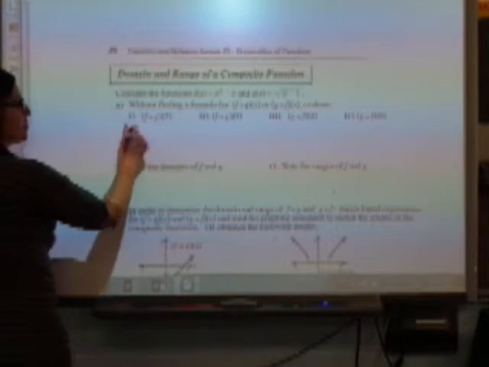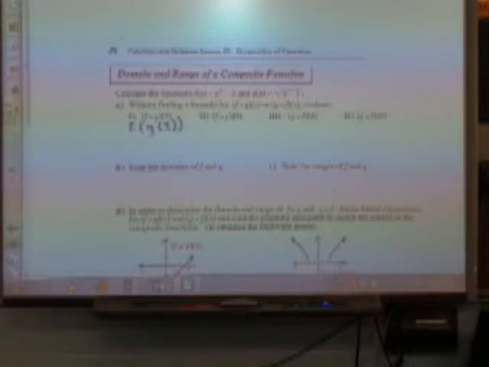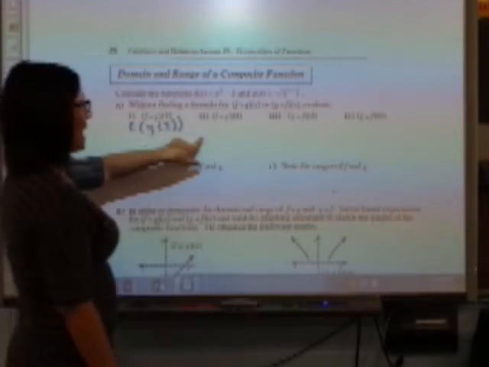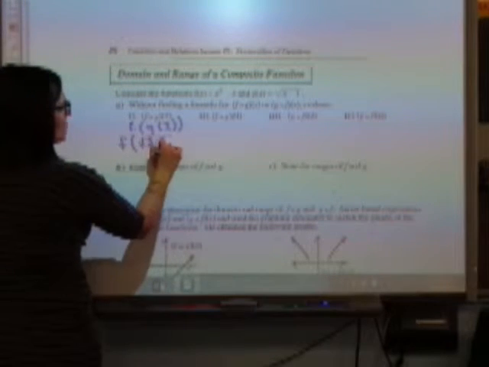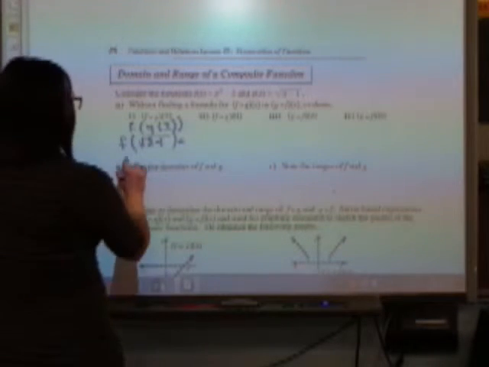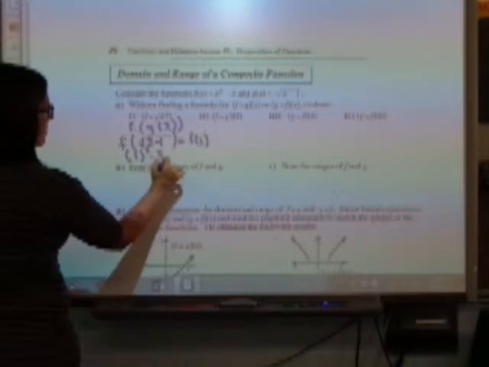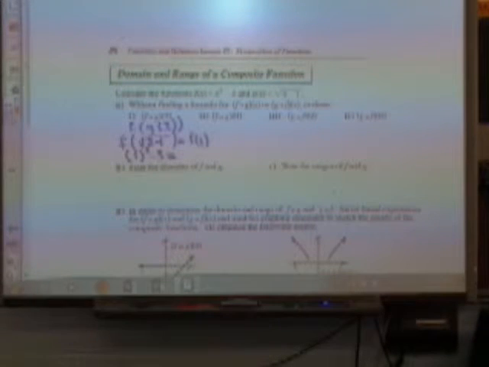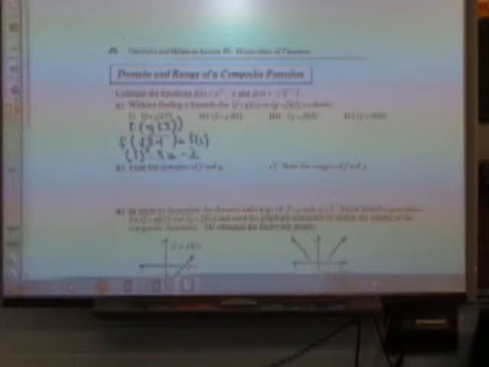So f of g of 2 means this. F of g of 2. So that means take 2 and substitute it into the g of x formula. So that would be the square root of 2 minus 1. So what is the square root of 2 minus 1? 1. So then I would get f of 1. And then I would substitute it into my 1 squared minus 3 formula. And what would I get? Negative 2. So what I would like you to do is the next 3.